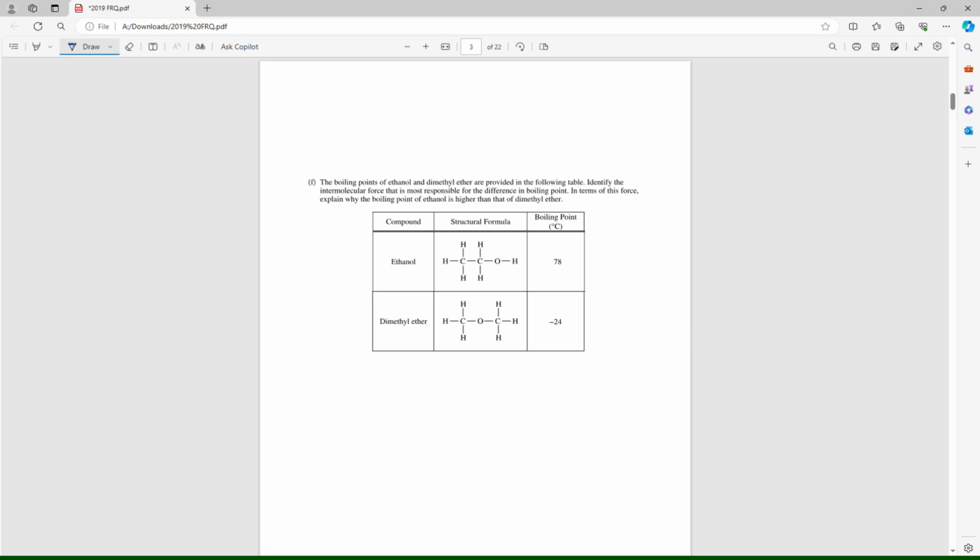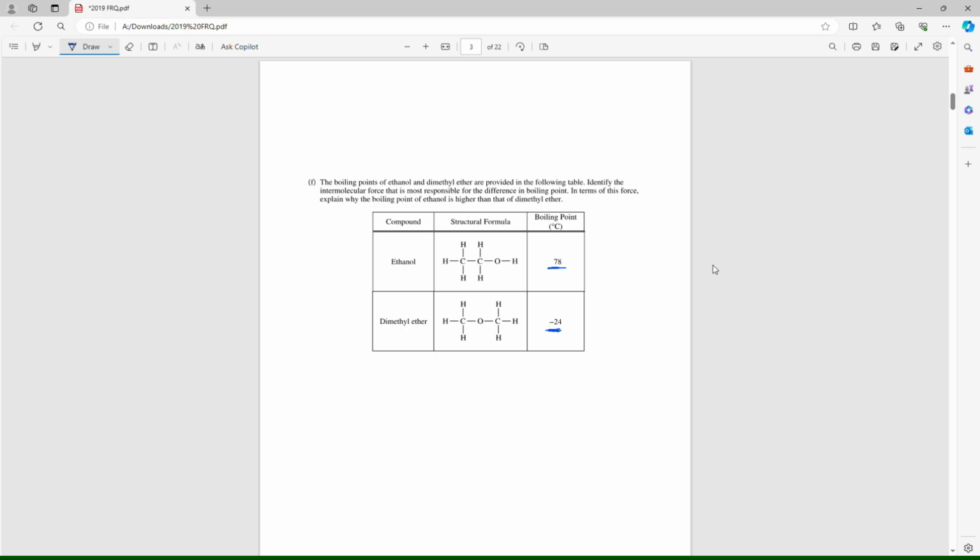Here we have an intermolecular force problem. Just about any time you're given all these nice Lewis structures and boiling points, you know it's going to be an intermolecular force problem. It says ethanol and dimethyl ether are provided. Which intermolecular force is responsible for the difference in boiling point? So ethanol has the higher boiling point, 78 degrees Celsius, versus dimethyl ether at -24.